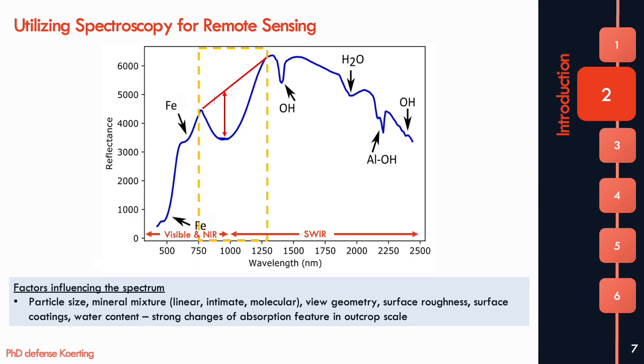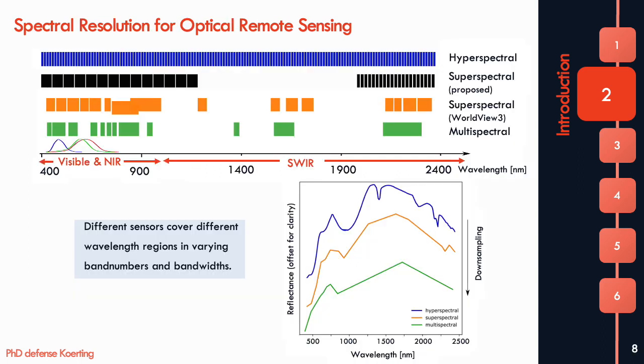Unfortunately, not only the material influences its own absorption and reflectance spectrum, but other factors can influence the spectrum, and those are the particle size, the type of mineral mixture, the view geometry, the surface roughness, the surface coatings, and also the water content. And all of these can play a strong role in remote sensing as I aim for it, which means in an outdoor context of mine phase scanning. And that's why I want to introduce you to the different systems that are used in optical remote sensing.